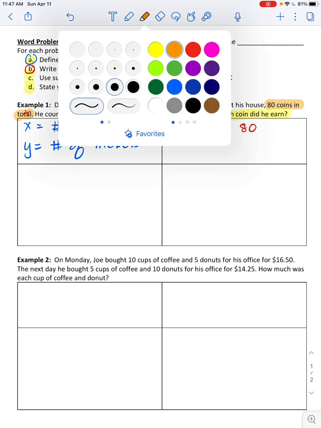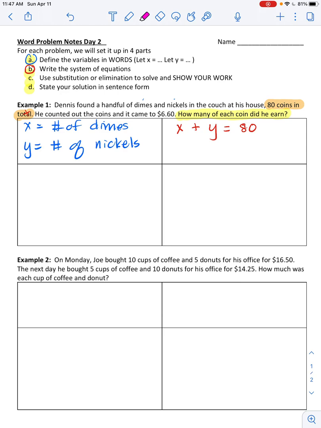Okay, let's go look for some more words to give us more equations. He counted out the coins and it came to $6.60. Now this one's kind of tricky because this is about the value of the money. I know my total is $6.60 because it says it came to a total of that. So think about dimes. Dimes are worth 10 cents and nickels are worth 5. So when I go to figure out the total money, I need 10 cents per dime plus 5 cents per nickel. So from now on, anytime you have money questions, think about that.